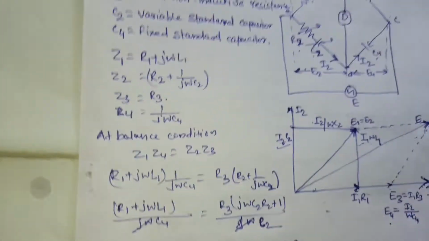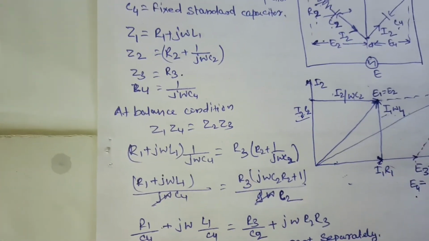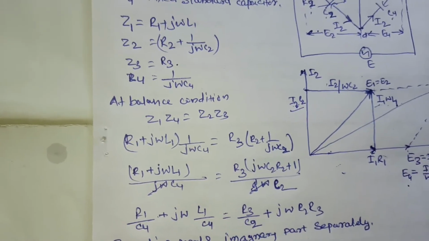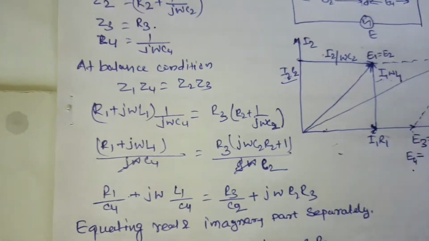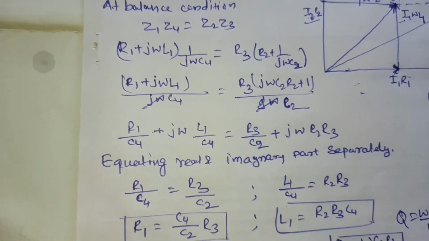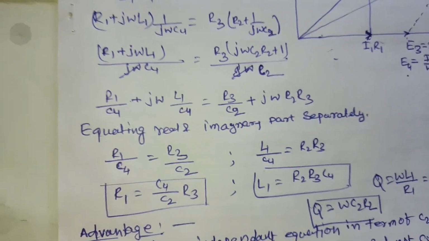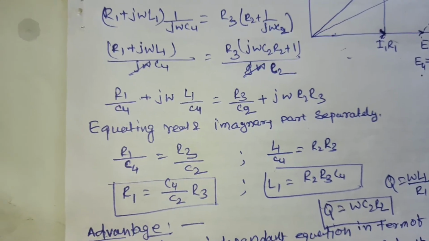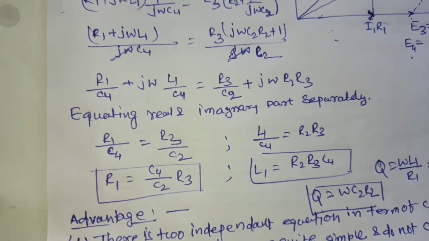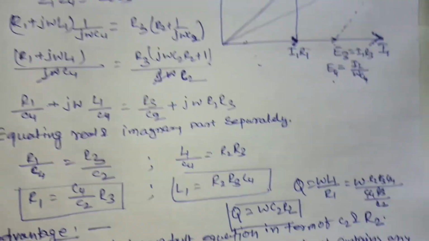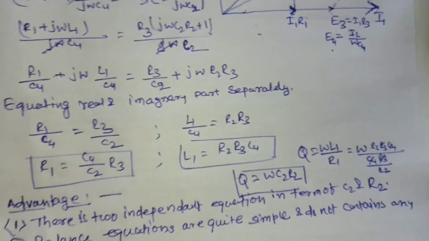Again, now discuss the balance condition: Z1 into Z4 is equal to Z2 into Z3. By putting the values of Z1, Z2, Z3, Z4, the equation becomes like that. Equating real and imaginary parts, R1 is equal to C4 by C2 into R3, and L1 is equal to R2 R3 into C4. The quality factor is equal to omega L1 by R1.